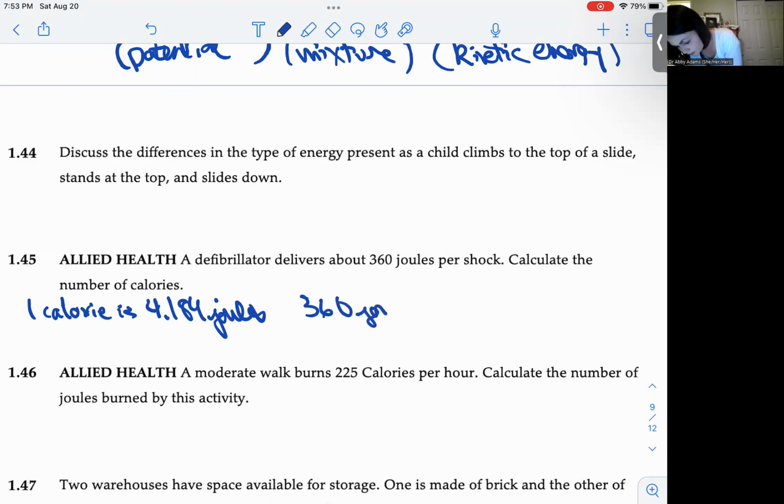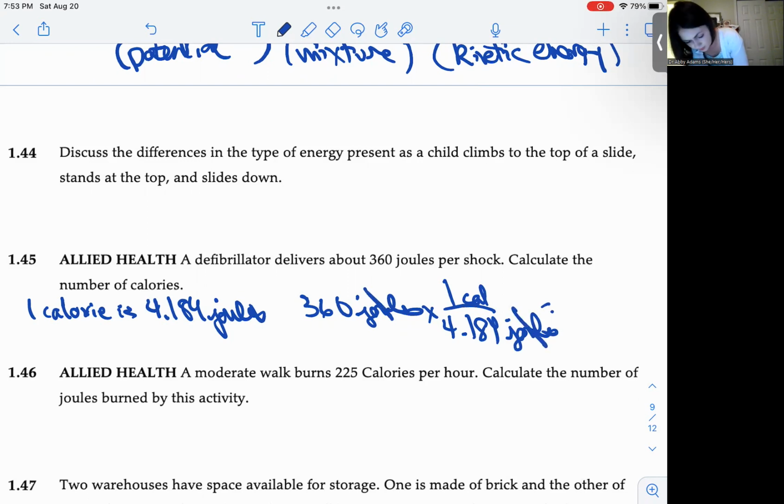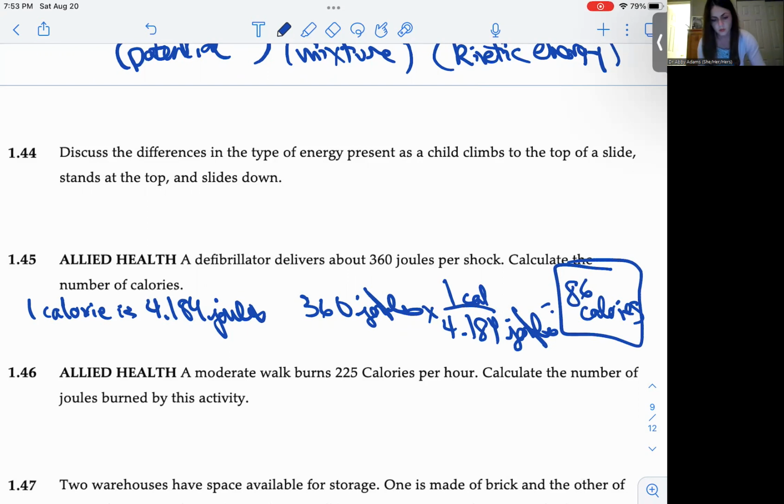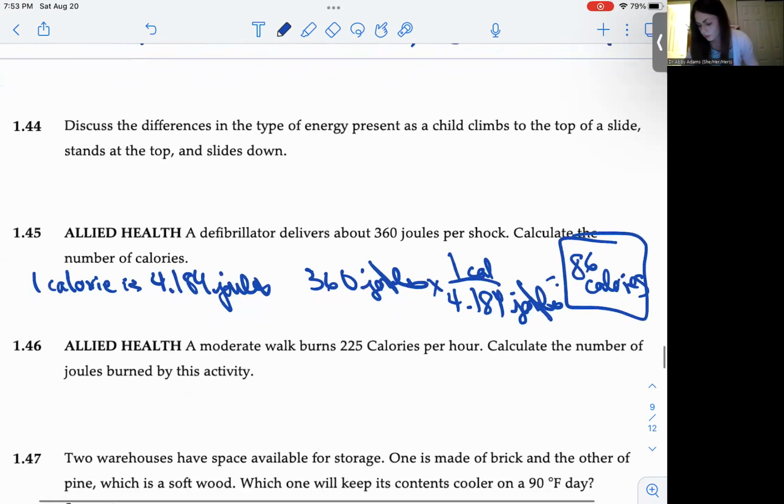So, okay, you will write your equation. You have 360 joules. Okay, you're going to need to use your conversion factor. So you want calories, so you're going to have 1 calorie over your 4.184 joules. So the joules are going to cancel out. You're going to get calories of 86. And that's your answer. All right. We've only got a few more.